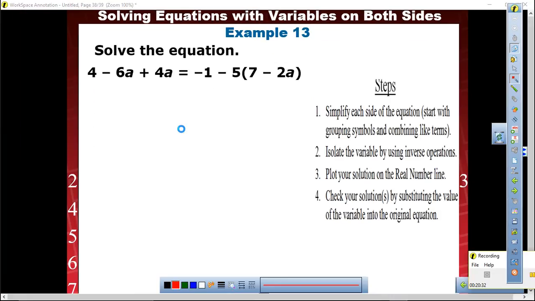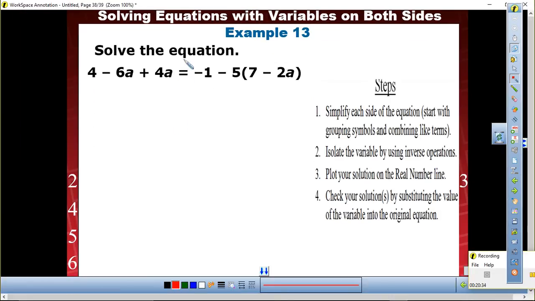Okay, line down the equal sign. I'll help you with this step. Roberto, help me with the left side. What do I do? Add negative 6a and 4a, and that gives me what? Negative 2a. Bring down the 4. How about the right side?